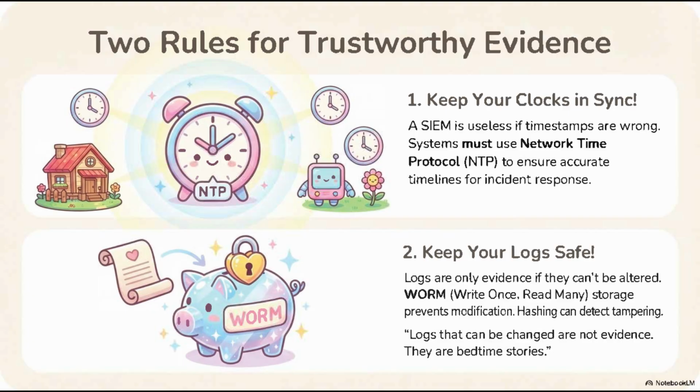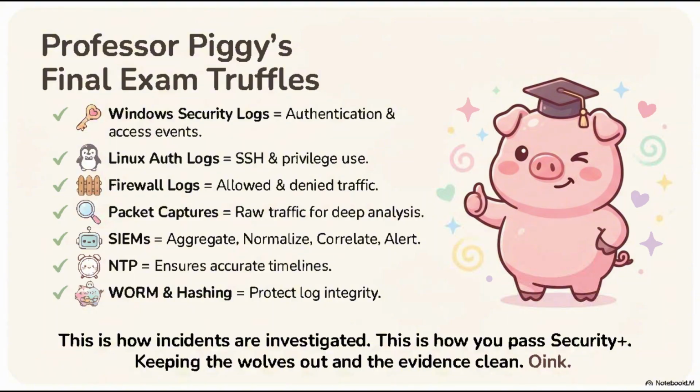Finally, log integrity and retention. Logs are only evidence if they cannot be altered. WORM storage, write once, read many, prevents modification of log data and ensures integrity and non-repudiation. Hashing can be used to detect tampering. Organizations also define log retention policies, often driven by regulatory requirements. Logs that can be changed are not evidence. They are bedtime stories.